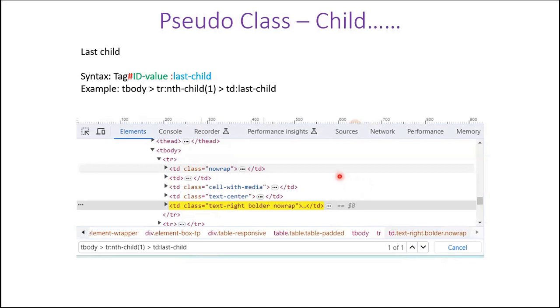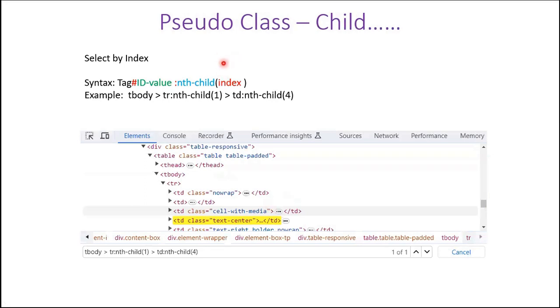Similarly, if we want to get the last child of the parent, so this is the tbody tr nth child 1, here I am using, and then td last child, so it will give you the last child of the tr. Next, we can pass the nth child by passing the index number. Suppose that under the tr we want to get the fourth child, or maybe the third child, second child, any child we want.